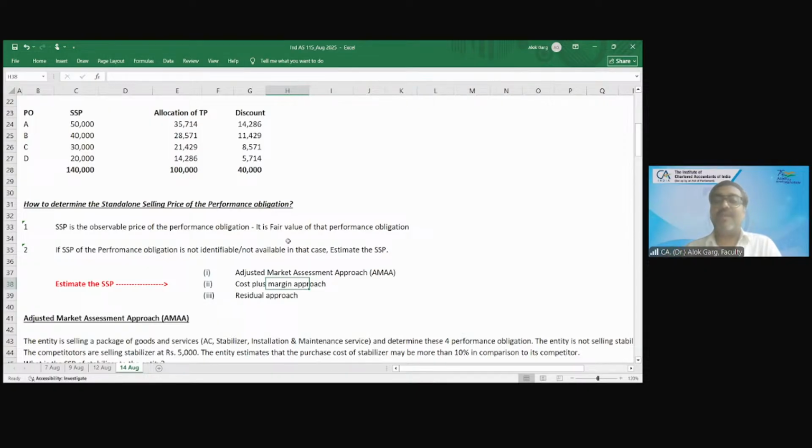It is the cost plus margin approach. CPM approach. Okay. Cost plus margin approach, CPM approach. And the third approach is the residual approach, which is known as the RA approach.